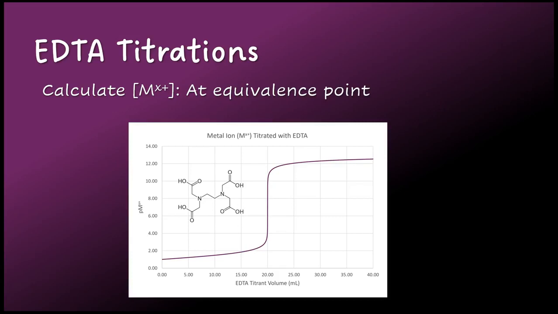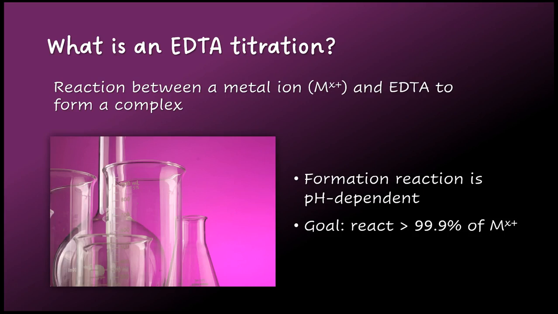Hi everyone! This video looks at an example of calculating the metal ion concentration and the percent metal ion remaining in solution in an EDTA titration at the equivalence point. An EDTA titration is a complexometric titration where a metal ion is titrated with EDTA to form a complex. When EDTA reacts with the metal ion, this is called a formation reaction.